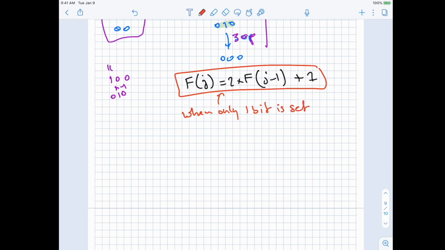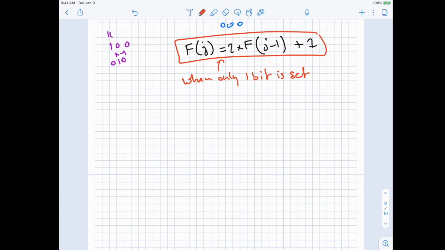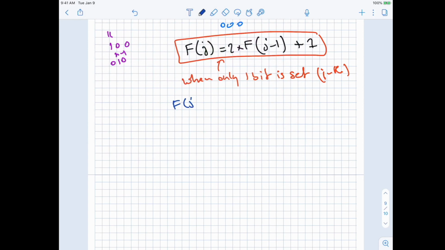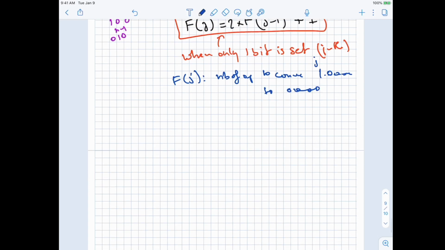So what this f of j is, is the number of operations to convert 1 followed by zeros, with the 1 at the jth position, to 0 0 0. Okay, so only 1 bit is set.